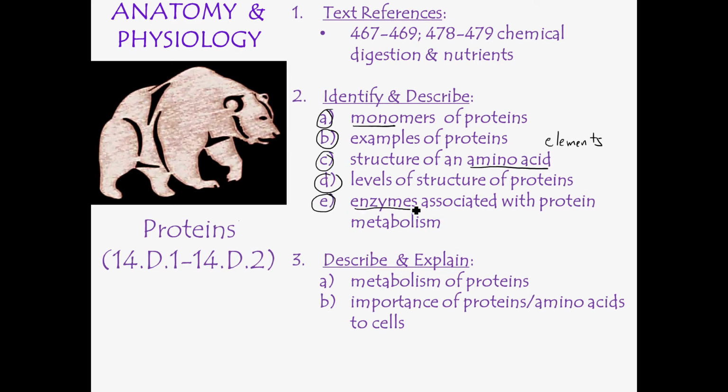And these enzymes are going to be named for the examples here of the structures of the amino acid and the structure of the polypeptide of the protein. So this is what I mean by the levels of structure. Hopefully you'll see that in just a minute. Describe and explain the metabolism of the proteins and then the importance. Again, this is always what we want to get to, the importance of proteins or amino acids to cells. What's the big deal? Who cares about that?